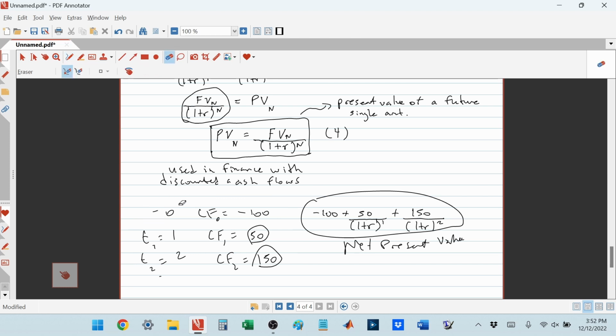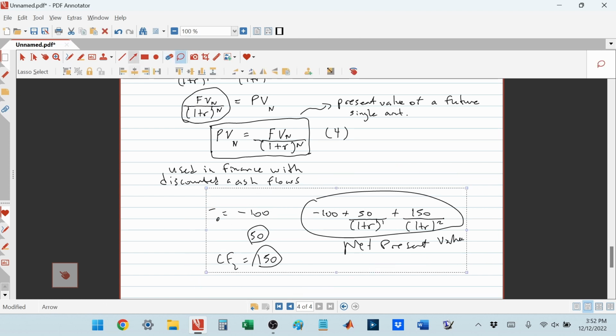Let me erase all this stuff so I don't clutter up the board too much. I just wanted to give you an example of where we would use it.